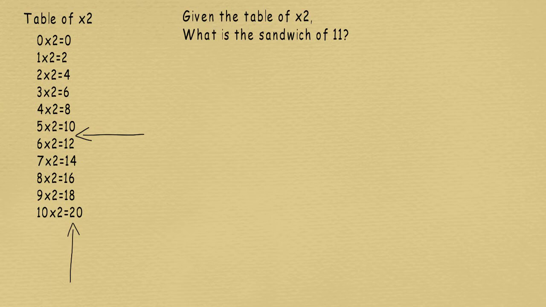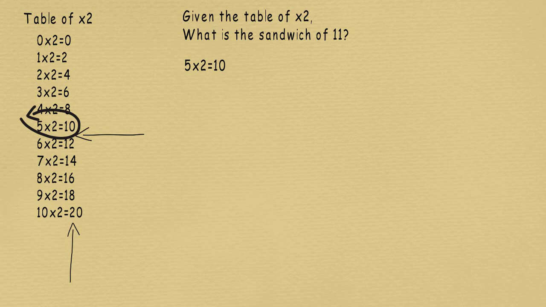And that's always an easy question to answer. The smallest number between the 10 and 12 is the number 10. We now choose the entire expression 2 times 5 equals 10. Therefore, given the table of times 2, the sandwich of number 11 is the entire expression 2 times 5 equals 10.